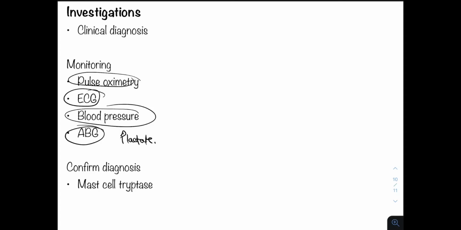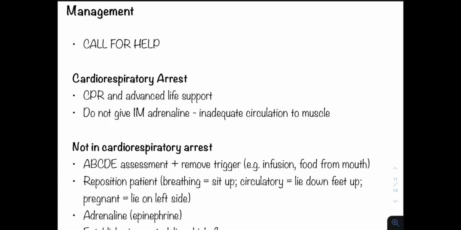Now, if you want to confirm a diagnosis, you might consider doing a mast cell tryptase during or after resuscitation and treatment, so you should not delay treatment. Remember, we said that mast cell tryptase is more stable than histamine and is more specific to mast cells. Moving on to the management of anaphylaxis. Now, anaphylaxis is a medical emergency, so if you're by yourself, call for help.